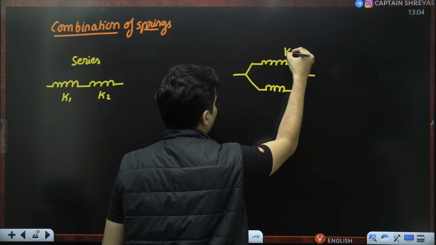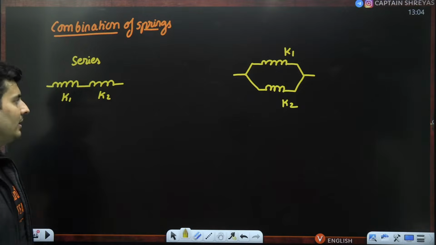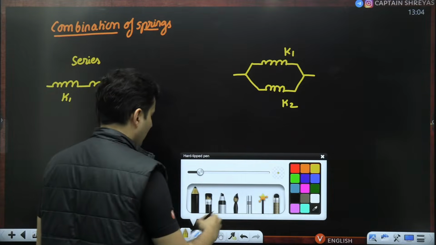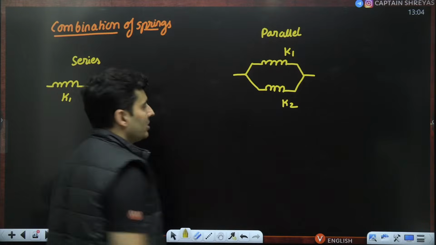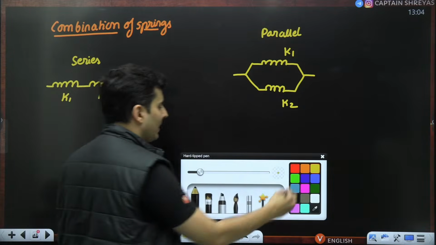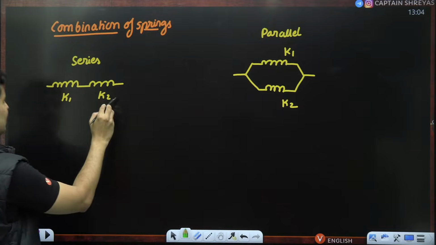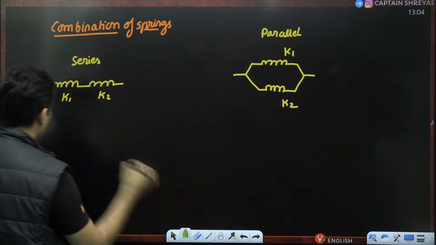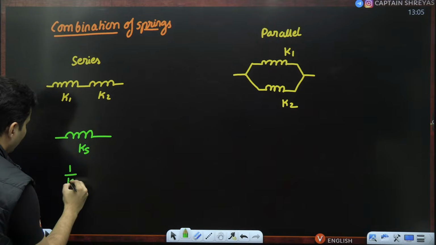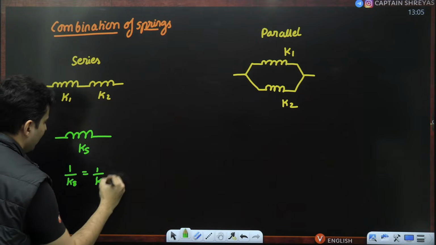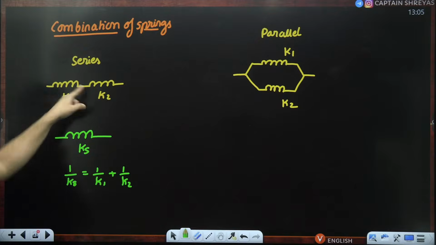You might think I can do it like resistors in series and parallel. Yes, you can. But when you do that, keep one thing in mind. It is exactly opposite of resistors. It is like capacitors. So springs in series is like capacitors in series or resistors in parallel. So the equivalent spring constant is 1 by K1 plus 1 by K2. It's like the resistors in parallel formula, for series.